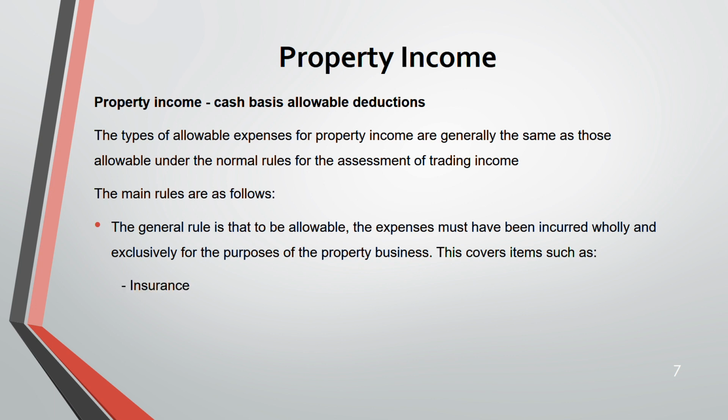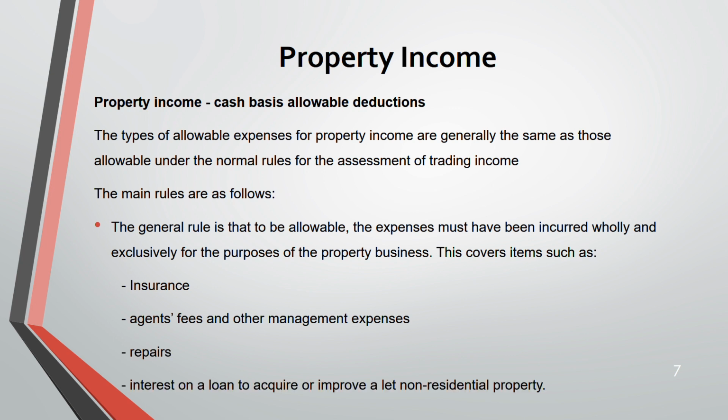So, for example, these are some allowable expense you can deduct, like insurance, because for property we need insurance, right? Then agent fee, yes, and other management expenses you can deduct, repairs you can deduct, because property and all we have to repair very often. Then you might get that property by taking a loan, so on that loan you have to pay interest, that is allowable, but it should be a non-residential property. Either you are acquiring it or to improve. Whatever the reason is, if you are paying interest on loan, it's allowable. But it should be a non-residential property. It can't be a residential property. For residential property, we have other rules.